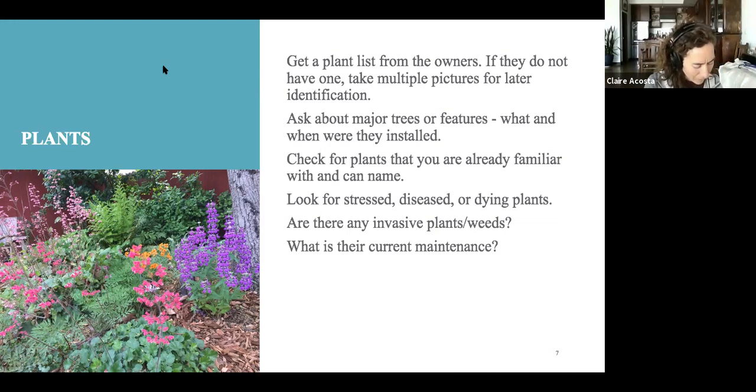So continuing with the plants, are they invasive? Are they on the interface between a wildland space and urban space? Because that might really impact if you want to do some kind of firescaping with their space. And then of course, knowing what the current maintenance is. Is there good air circulation? Are these plants being deadheaded, pruned, maintained? That sort of thing.